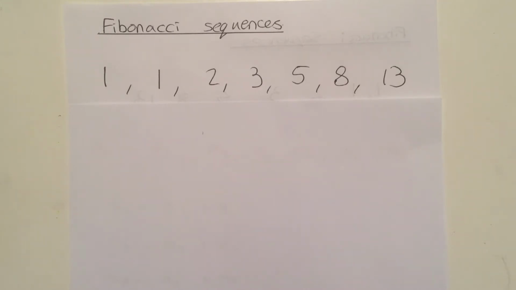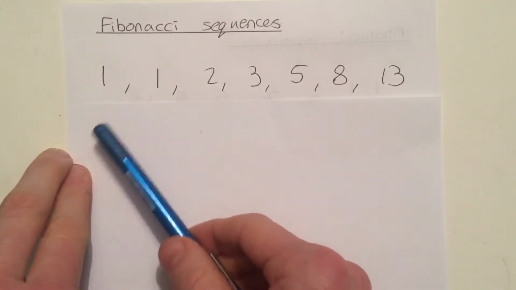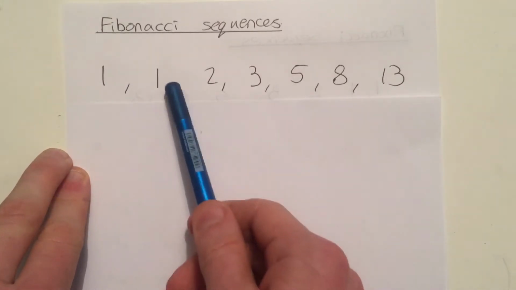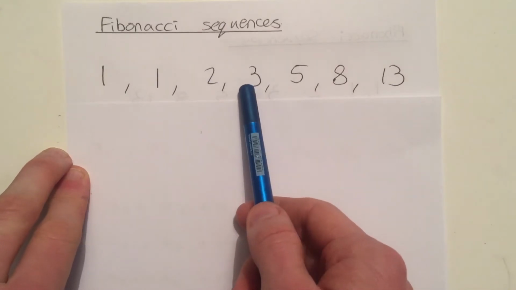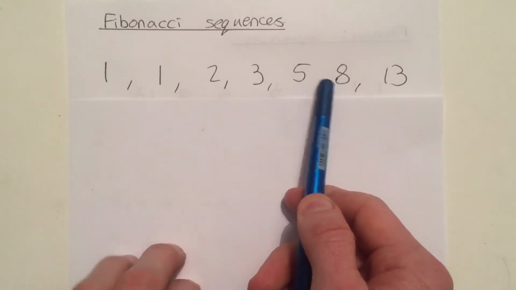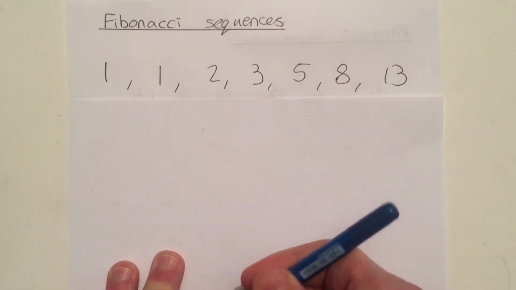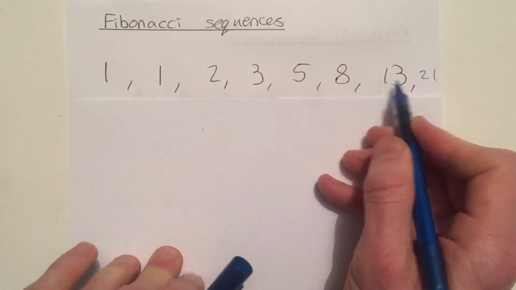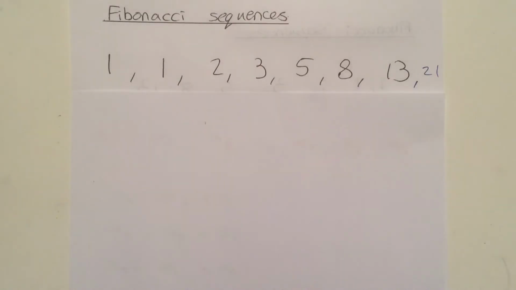Looking at those set of numbers, I'm hoping you've already maybe spotted a pattern of how they're linked. If not, can you think about that now? Where do these numbers come from? I'm hoping you can see that 1 plus 1 is 2, 1 plus 2 is 3, 2 plus 3 is 5, 3 plus 5 is 8, 5 plus 8 is 13. And so the next number would be 21, because 8 plus 13 is 21, and so on.